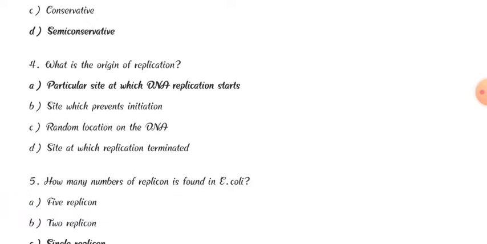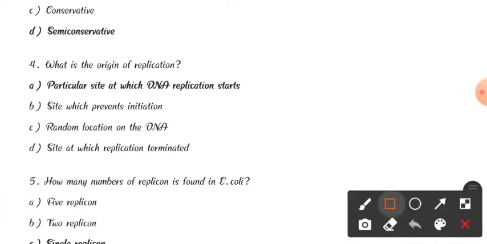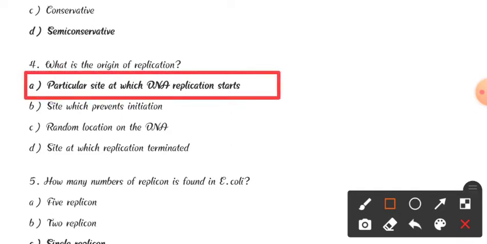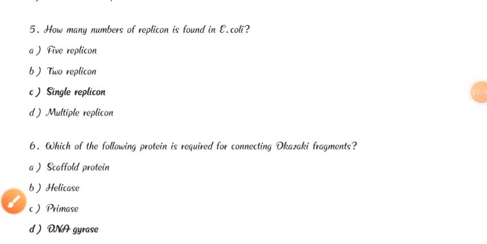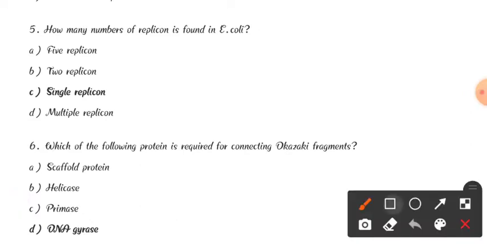Now question number 4, what is the origin of replication? So friends, option A, that is the particular site at which DNA replication starts. Okay, the particular site at which DNA replication starts is the origin of replication. Now question number 5 friends, how many origins of replication are found in E. coli? So friends, option C, that is a single origin of replication.